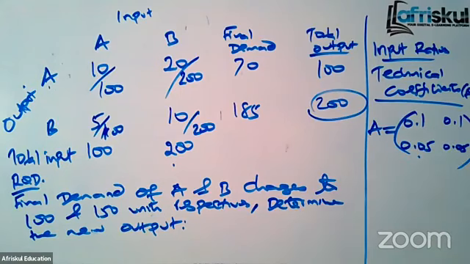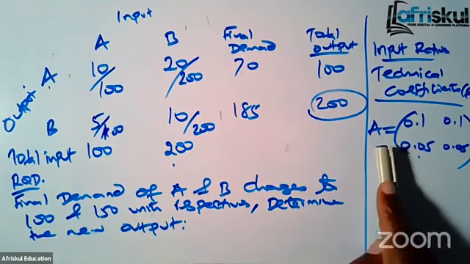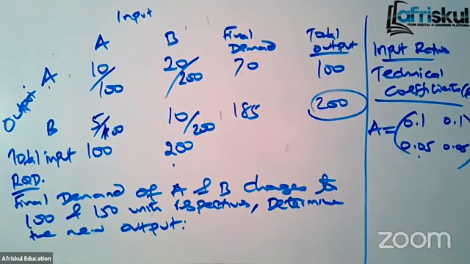Once I have my matrix A, the next thing will be for us to get to what we call the Leontief's matrix. For prediction, once you get your technical coefficients, go ahead and give us the Leontief's matrix.